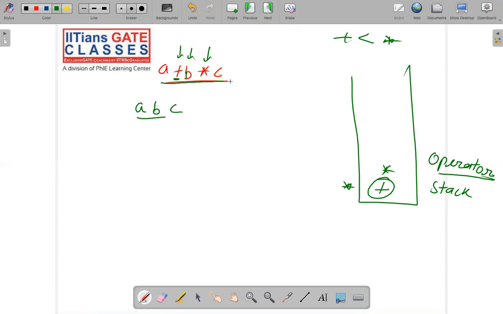Once we have gone through the whole expression, we pop and print. We pop star, so star will be printed here. We pop plus, so plus will be printed here. So this is the postfix expression.